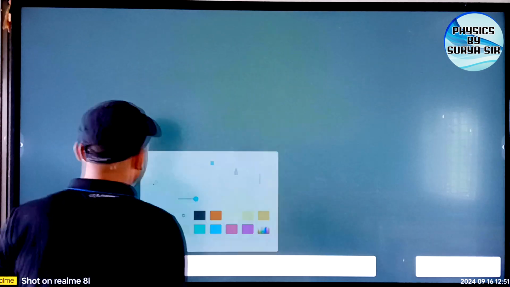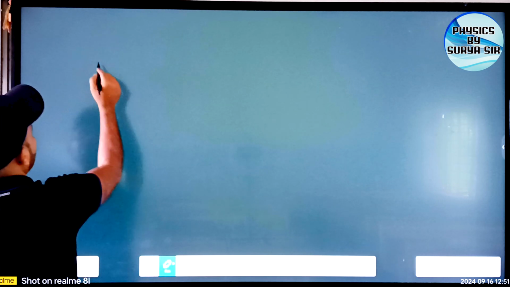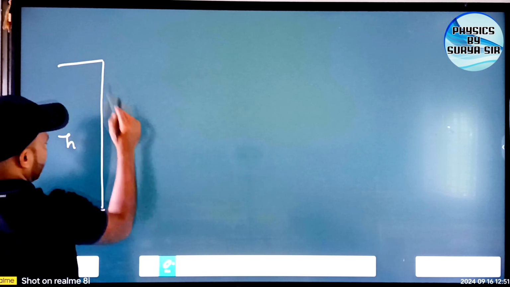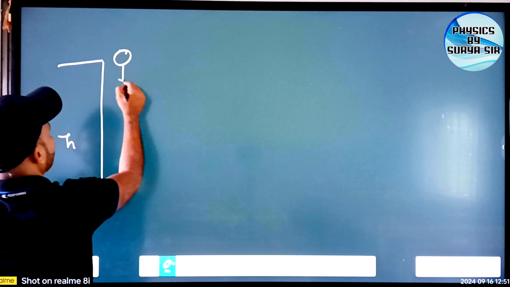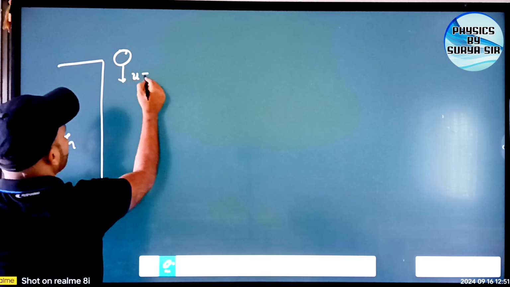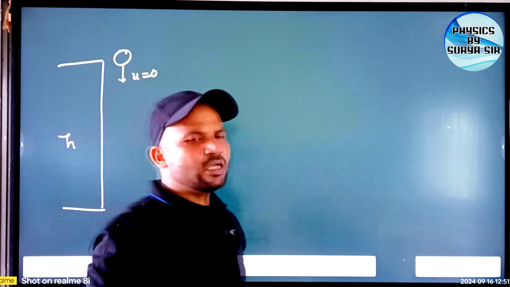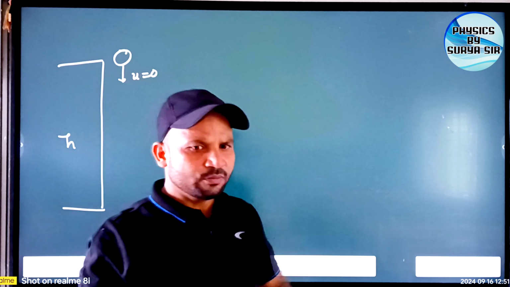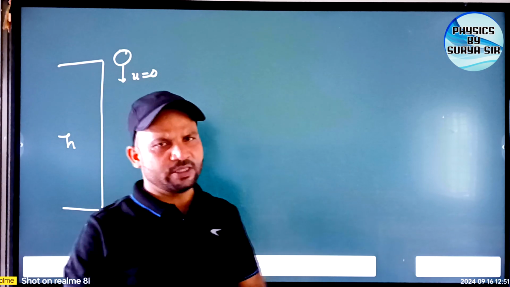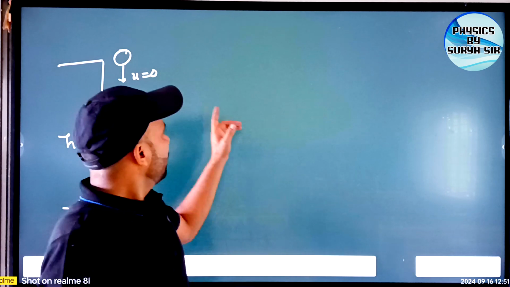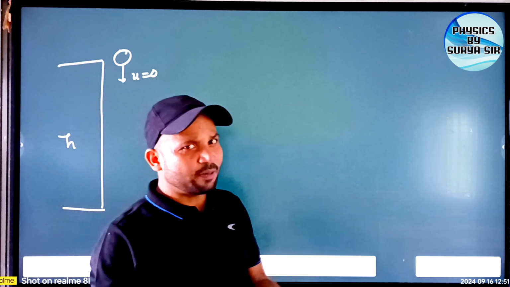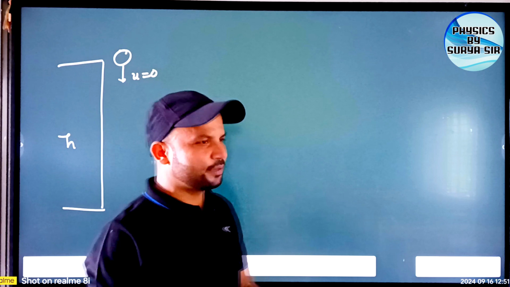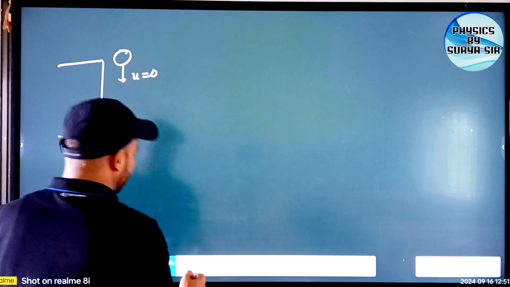Suppose we have an object at a height h, and we are releasing this object freely, meaning u is equal to 0. Suppose any object is released from some height above the Earth's surface, so its initial velocity will be 0. Now what is the effect of this acceleration due to gravity? We are just going to understand it.